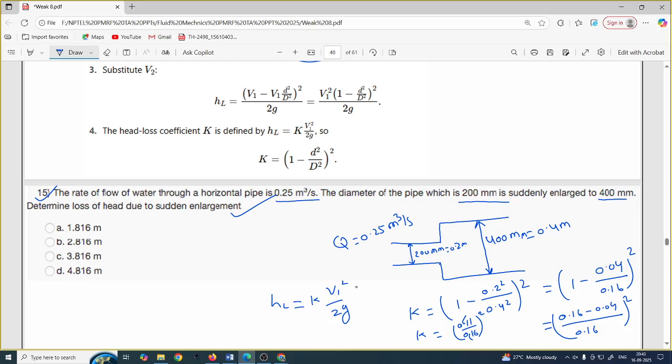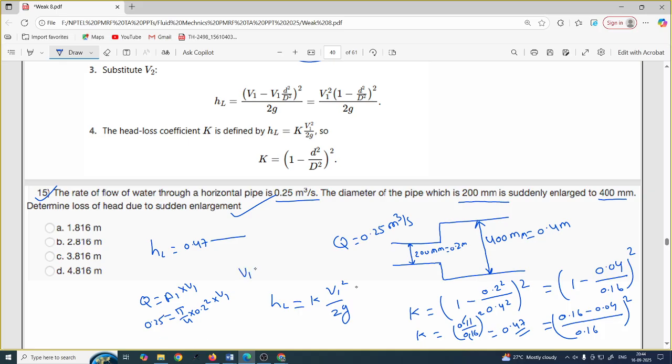11 divided by 16 square, 0.47, k value 0.47. Okay, what is v1? So v1 is nothing but discharge is equal to a1 into v1. So a will be pi by 4 into d square into v1, and 0.25 is already given.